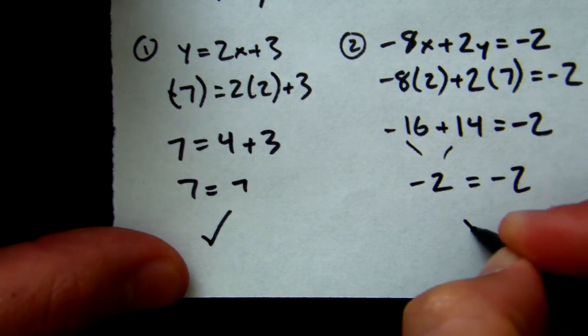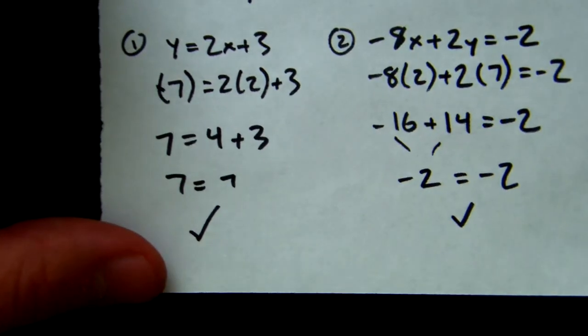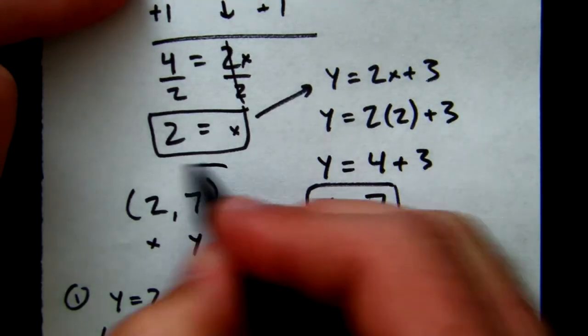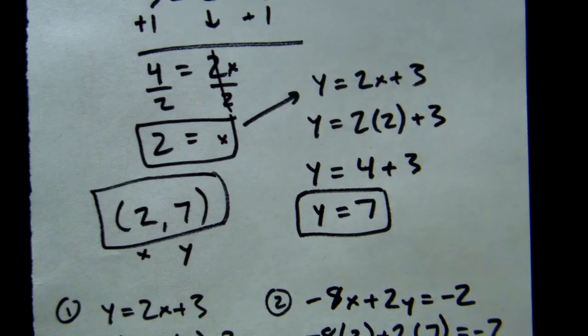Oh my heavens, Sir Murgatroyd. Look at that. We got a correct answer. Our correct answer is going to be 2, 7. Again, that's just a quick review video of solving systems by substitution. Rewind if you need to.